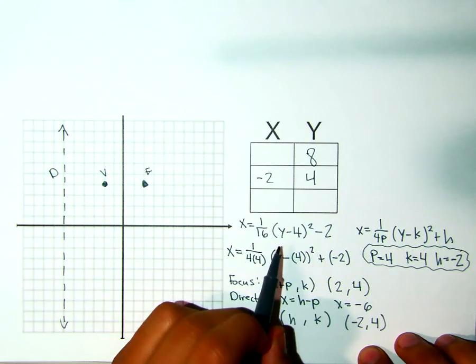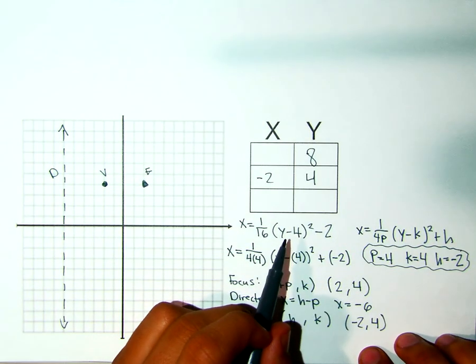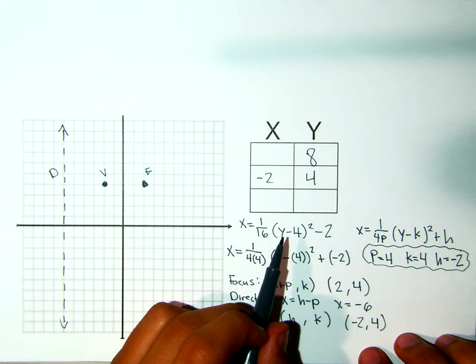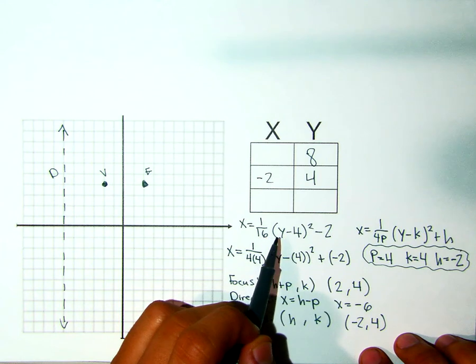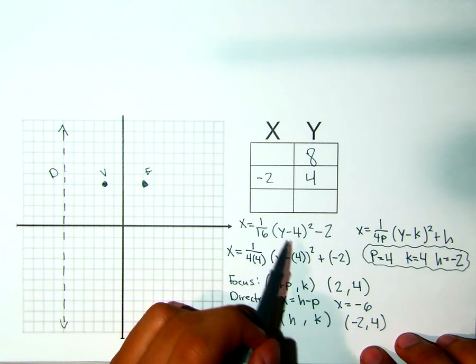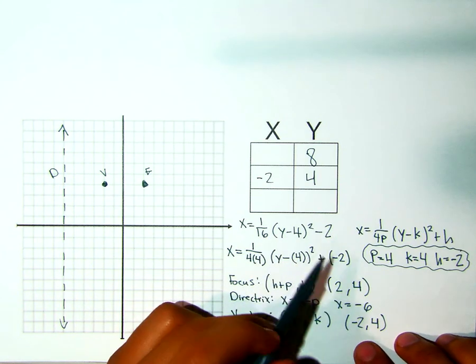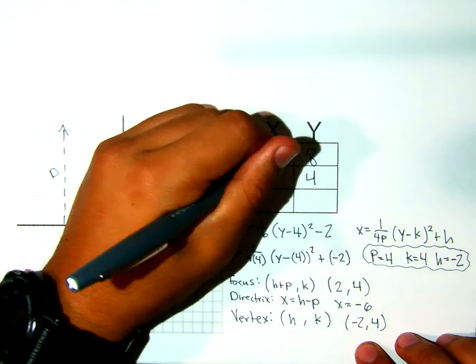If we plug in 8, 8 minus 4 is 4. 4 squared is 16. What's 16 times 1 over 16? 1, because 16 over 16 is 1. And what's 1 minus 2? Negative 1. So x equals negative 1.